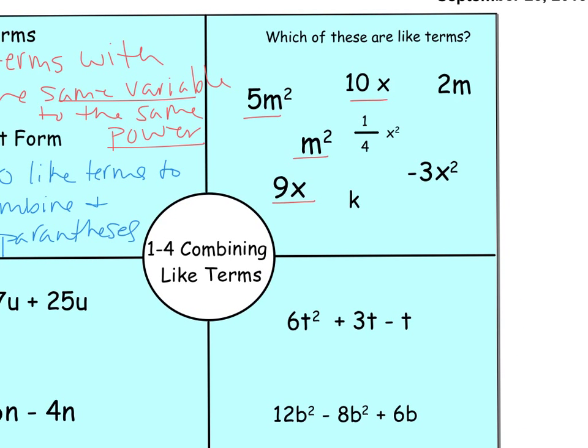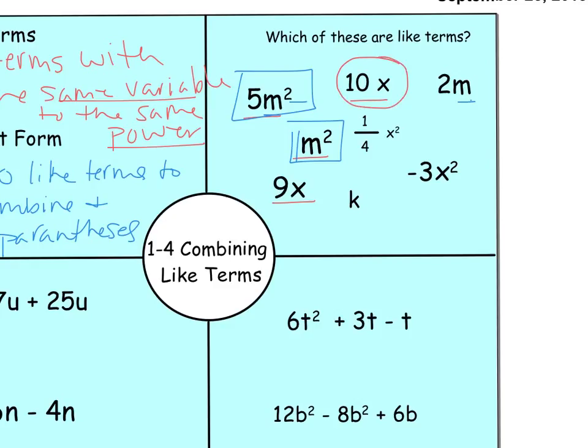So we're wondering over here, what are like terms? Which of these are like terms? I'm going to use a little shaping. So I see 5m squared. I'm looking for one with the same variable to the same power. This has an m, but it doesn't have squared. This does. It's like a 1 there. Those are like terms.